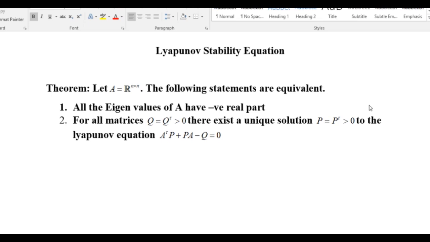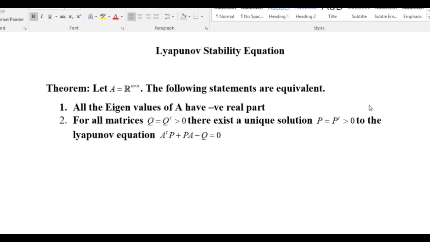In this video, we are going to be looking at the Lyapunov stability equation, and the theorem is here. It says let A be an element of a square n by n matrix of real numbers. Then the following statements are equivalent.